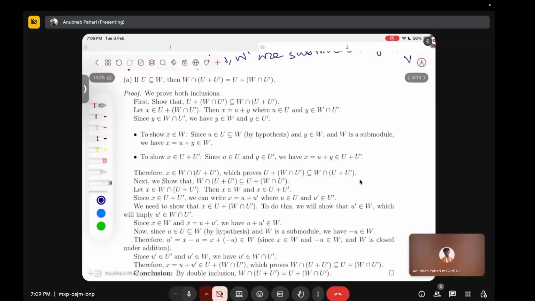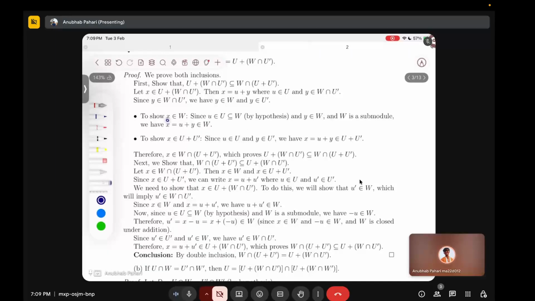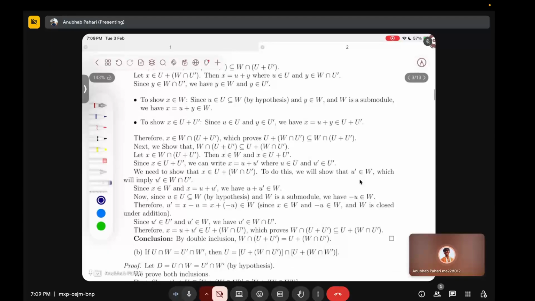And to show that x belongs to U plus U prime, we have that since small u belongs to capital U and small y belongs to capital U prime, we have x equals u plus y. So this belongs to capital U plus capital U prime. Therefore since x belongs to both W and U plus U prime, we have that x belongs to their intersection, which proves that this one direction is complete. And in a similar way you can show that the other direction is also true.